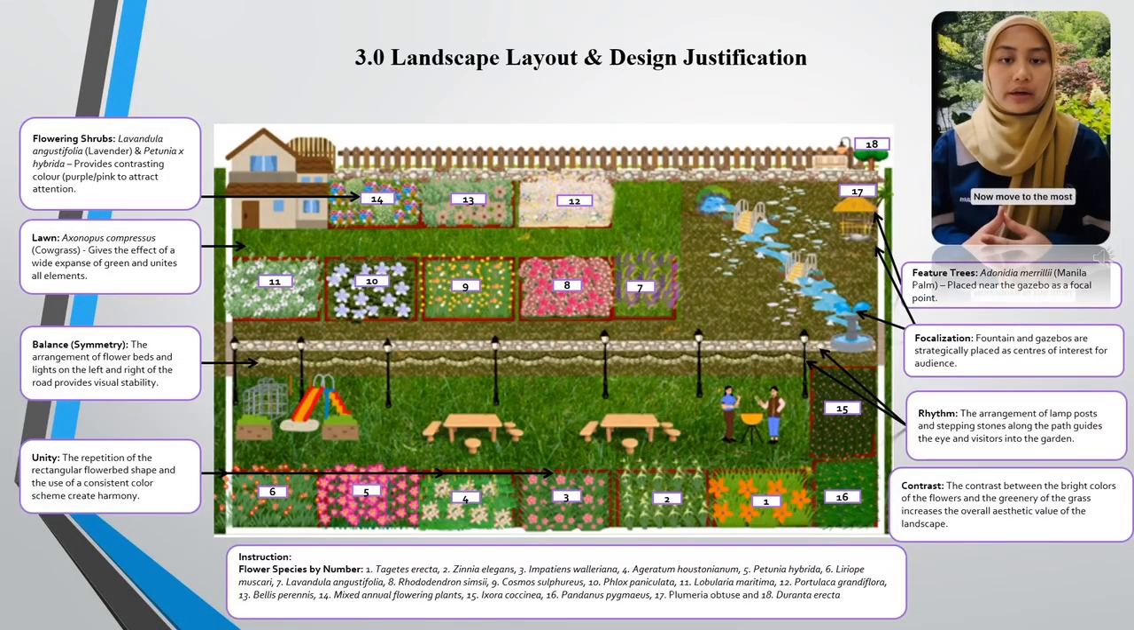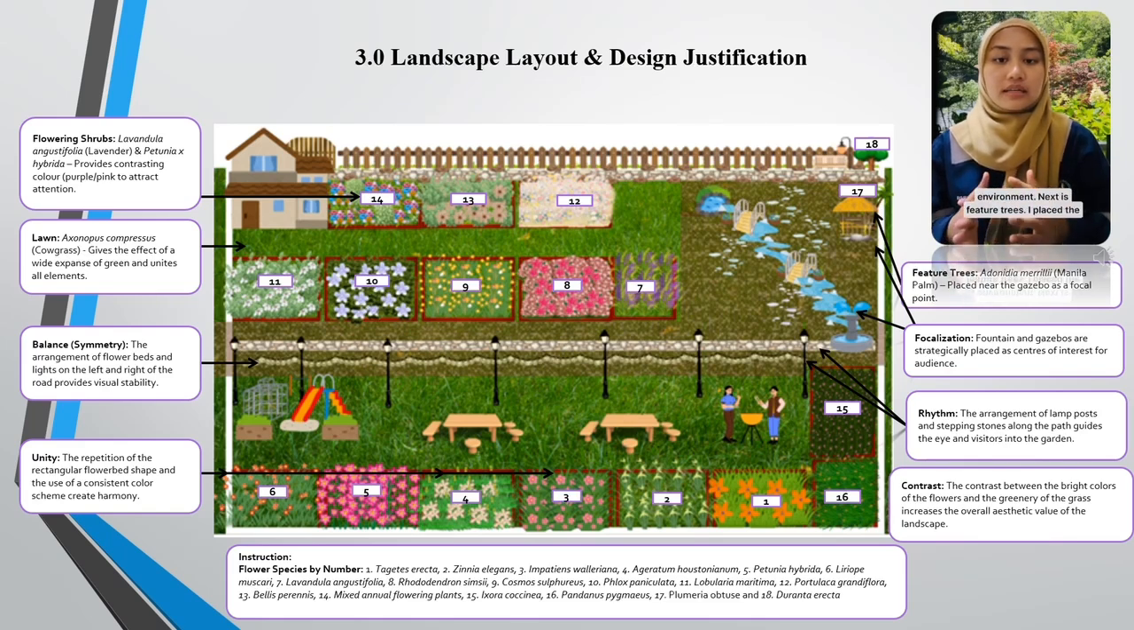Moving to the most critical part of my project, 3.0, landscape layout and design justification. This layout represents the structural vibrant oasis concept, where I have balanced a scientific plant selection with core landscape design principles. The first is softscape selection. For the softscape, I have selected 18 different species to create a biodiversity-rich environment. Next are palms. I placed the Adonidia merrillii, which is a Manila palm, near the gazebo to serve as a majestic focal point. Next is flowering shrubs.